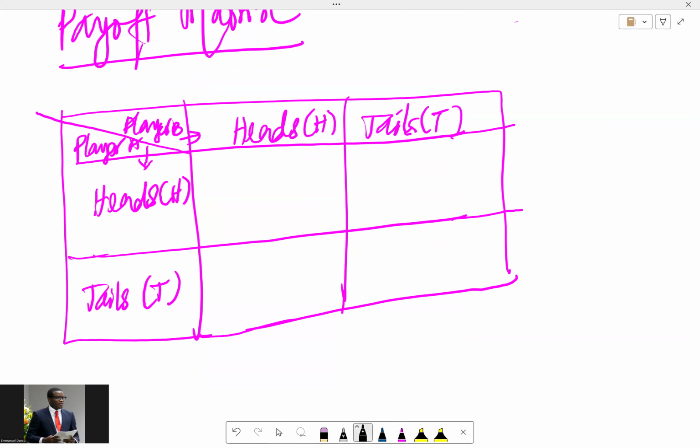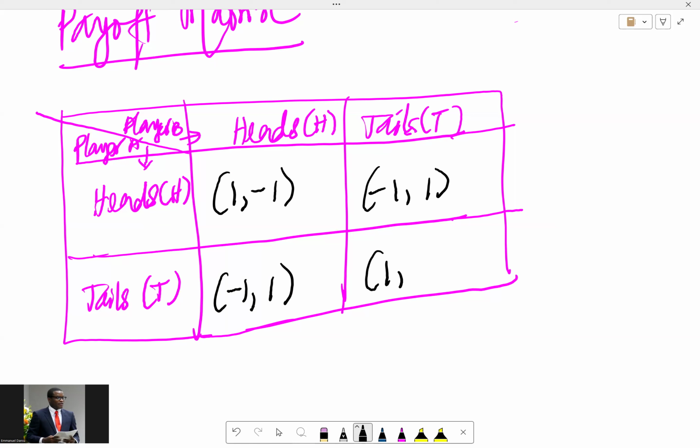Just like we said already, if the coins match, player A gets a point, and since it's a zero-sum game, it means player B has lost a point. But if they don't match, it means that player A loses a point and player B gets a point. Head-head is a match, head-tail is no match. Tail-head means that player A loses a point and player B gains a point. And tail-tail is a match, so player A gets a point and player B loses a point. So that's what the payoff looks like.